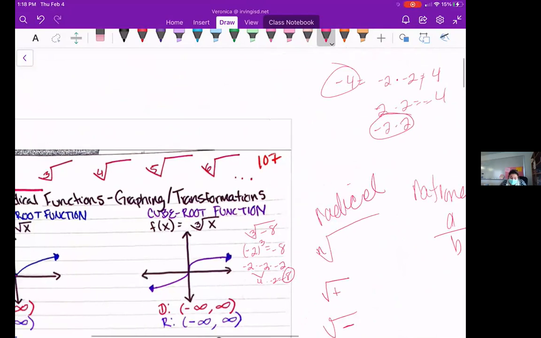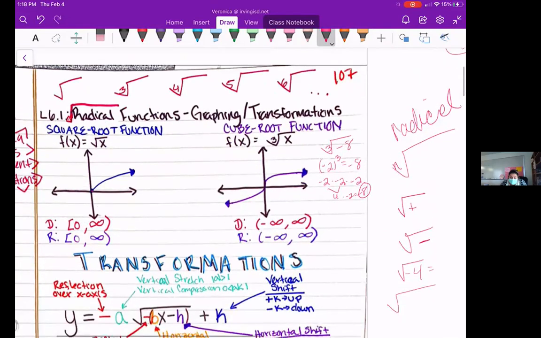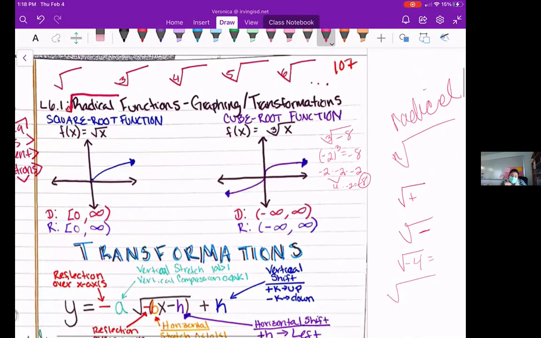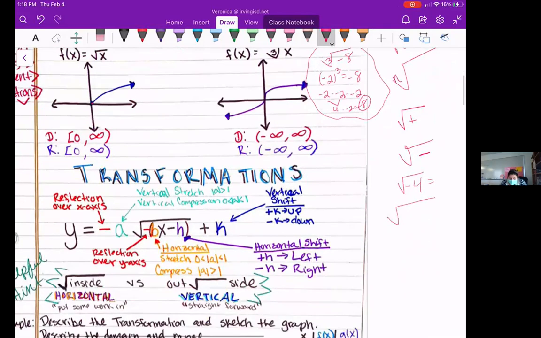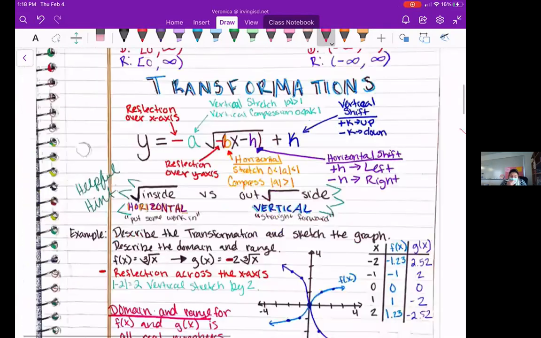Then we have the cube root function, where the domain and range can be from -infinity to +infinity. Hopefully this example that I wrote down here shows that the domain and range goes both ways, because we can take the cube root of a negative number. I gave you that little example as to why the domain and range is different for both of these.